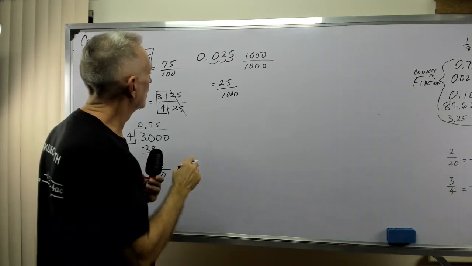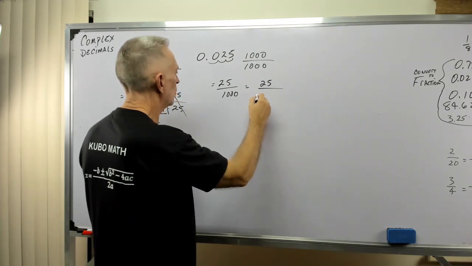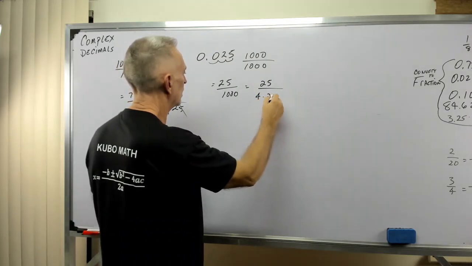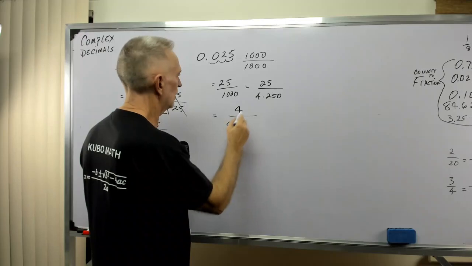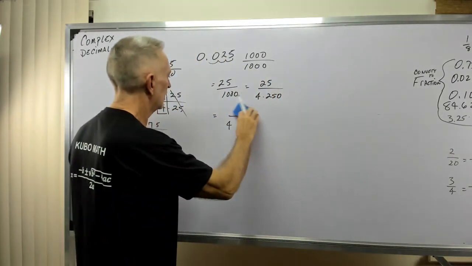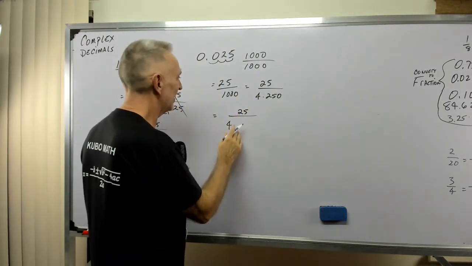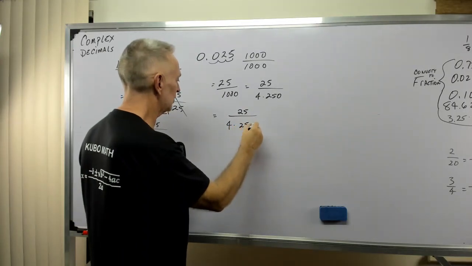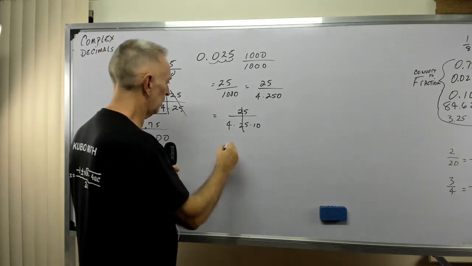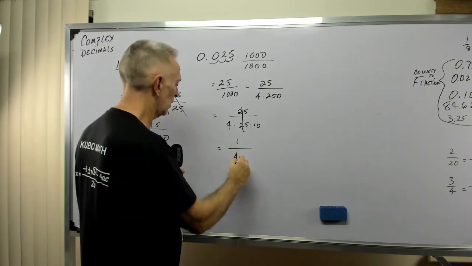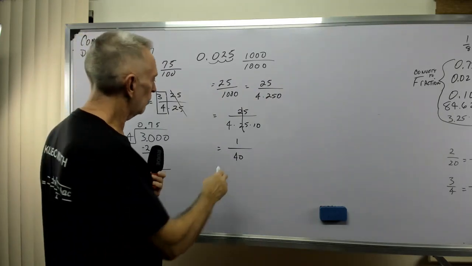Well, let's see. What is 25 over 4 times 250? So 4 times 250, 4 times, I'm sorry. Sometimes my brain and my hand don't go together. All right, it's 25. 4 times 25 times 10. So 250 would be 25 times 10. 25 divided by 25 is 1. 4 times 10 is 40. So 0.025 is 1 over 40.